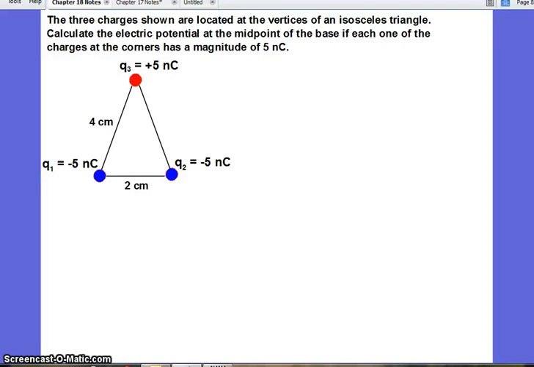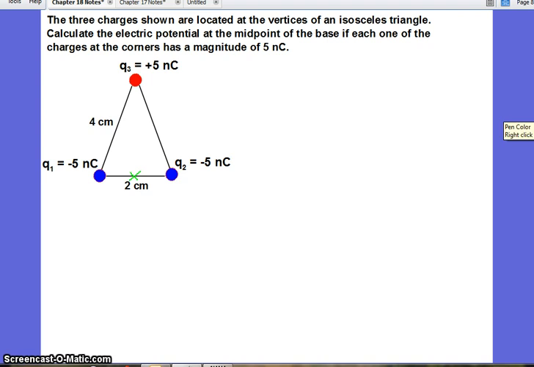In this problem, we're given a diagram that says that there are three charges as shown below that are located at the vertices of an isosceles triangle. We need to calculate the electric potential at the midpoint of the base, so right here, if each one of the charges at the corners has a magnitude of 5 nanocoulombs. Now we're given that the bottom two charges are negative 5 nanocoulombs and the top charge is positive 5 nanocoulombs.